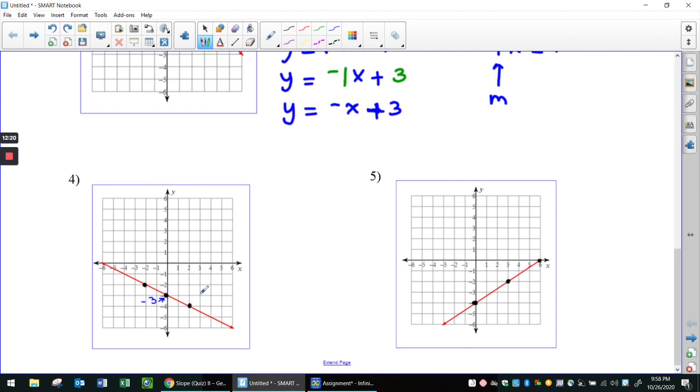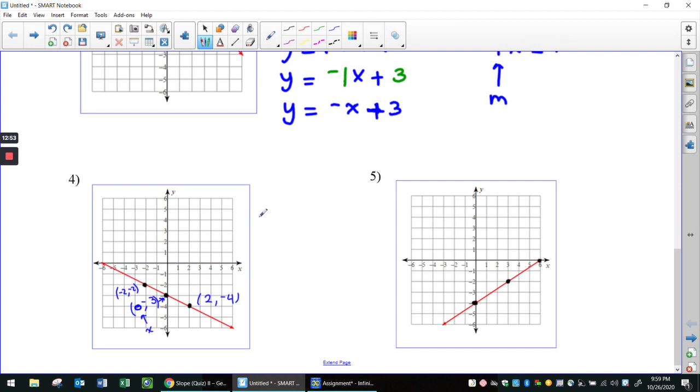This other point would be 2, -4. This is, of course, 0, -3. Because remember, where the line crosses the y-axis, your x value will always be 0. And this point here is at -2, -2. Okay.